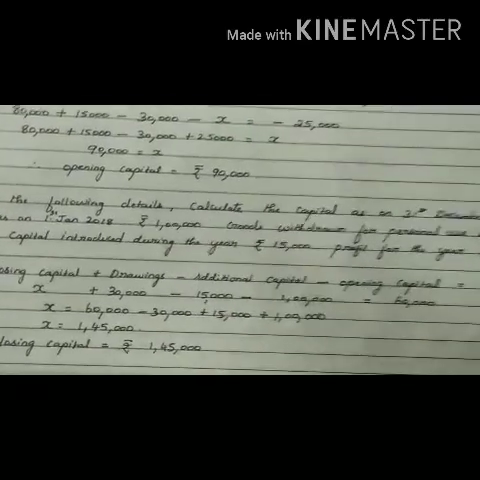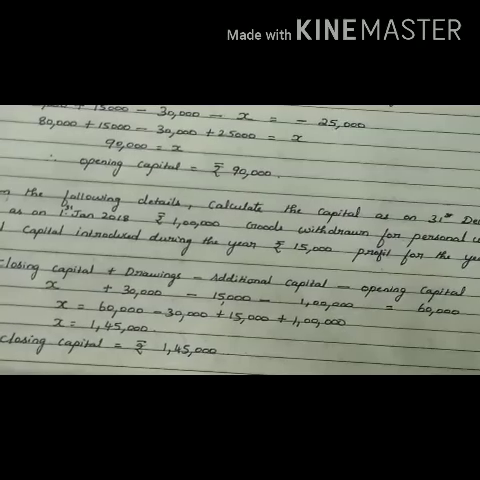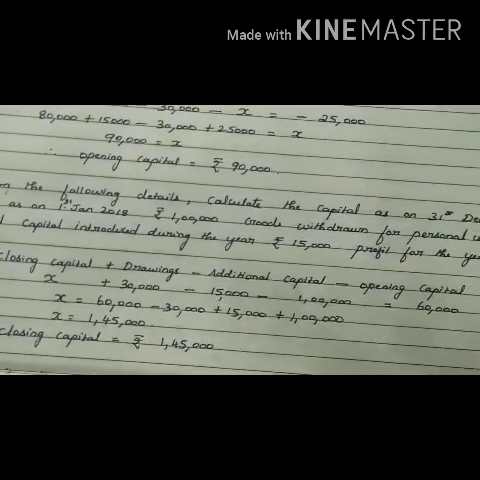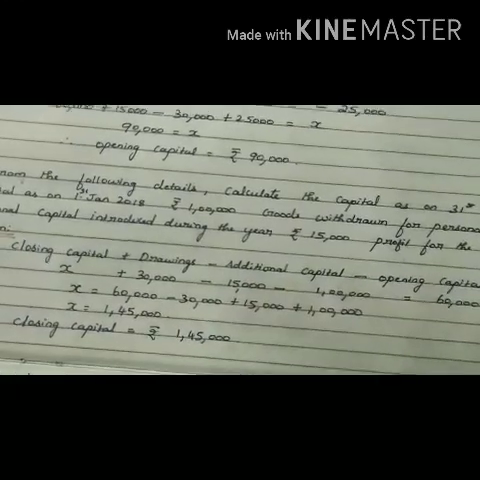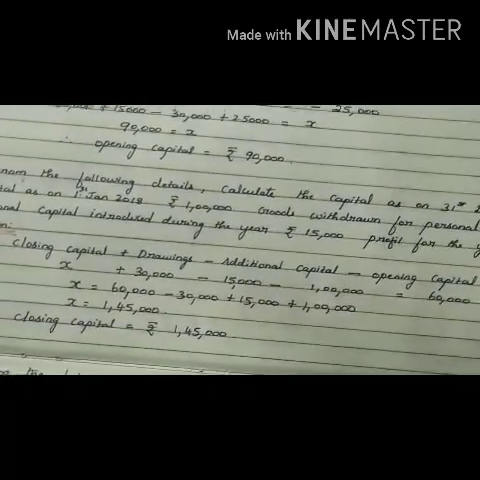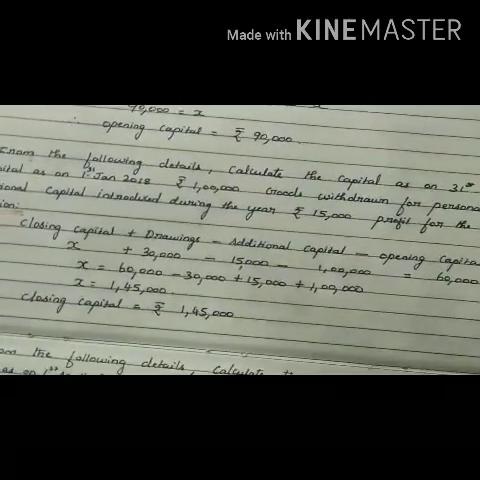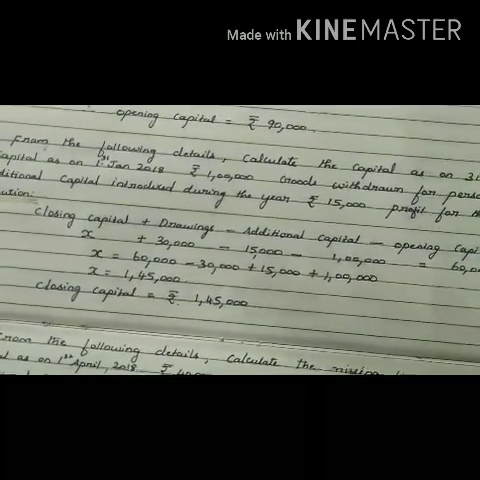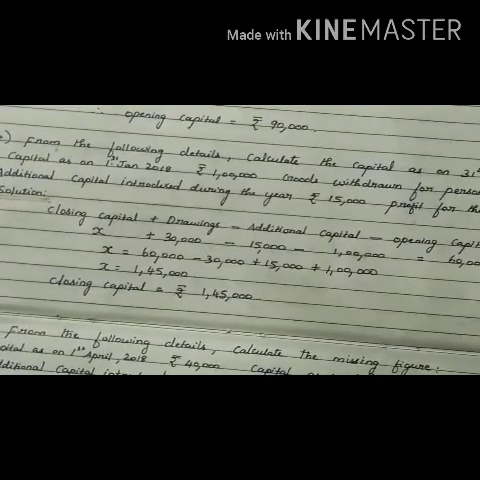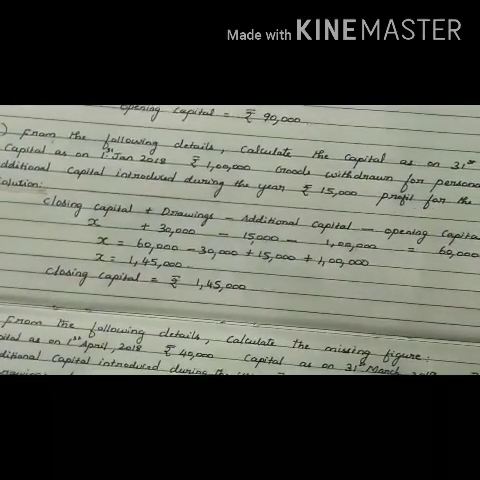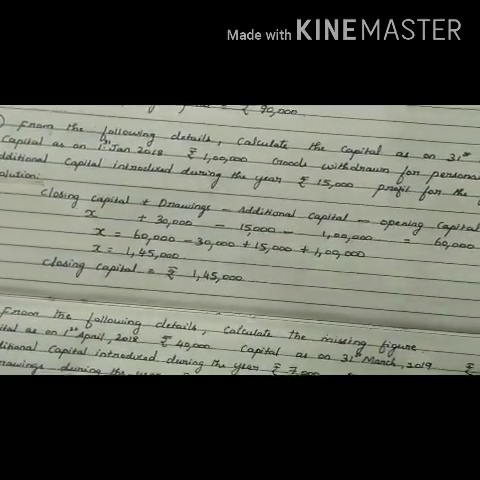Now just leave this X alone here. If the remaining goes to the other side, you can solve that X. X is equal to 1,45,000. This 1,45,000 is the closing capital. We can also put this similar to the statement form. Same format, but the balancing figure will be the missing figure.